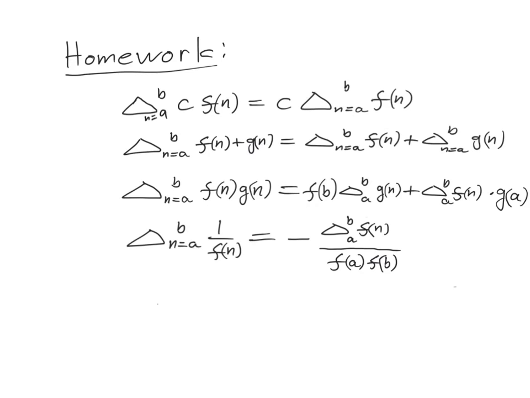Fourth, the delta of 1 over f(n) is equal to minus the delta of f(n) over f evaluated at the first endpoint and also over f evaluated at the second endpoint.